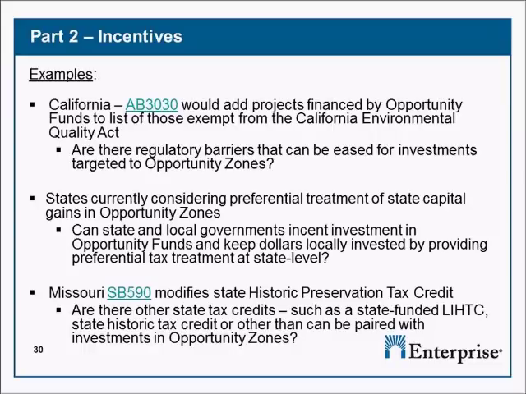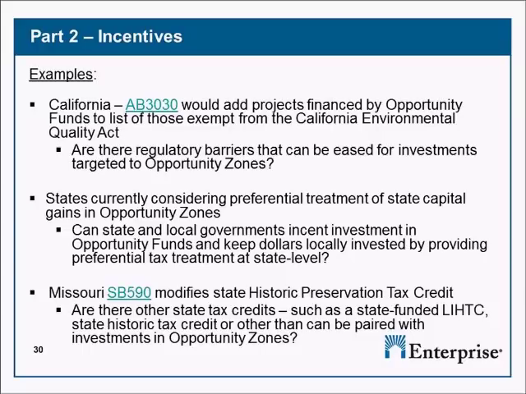So I do think that states can think about, and local governments, not only their treatment of state capital gains, but also their entire tax code, any tax incentives, and think about how those can be used to incentivize and attract investment. And then lastly, Missouri recently passed Senate Bill 590, which modifies their state historic preservation tax credit. Essentially what that does is provide a greater tax credit for investments in opportunity zones. So again, it's worthwhile to look at the state tax credits.